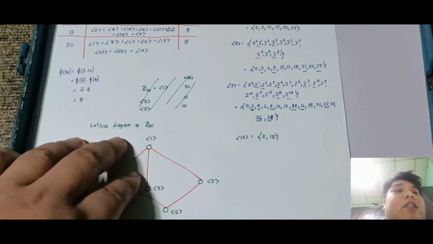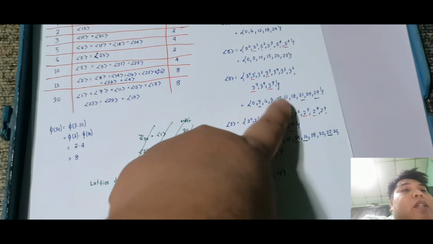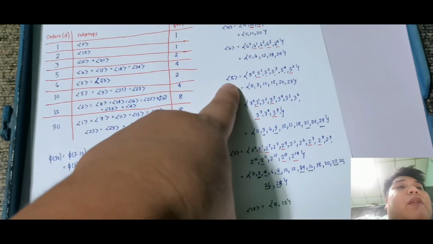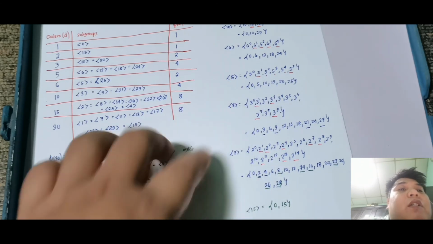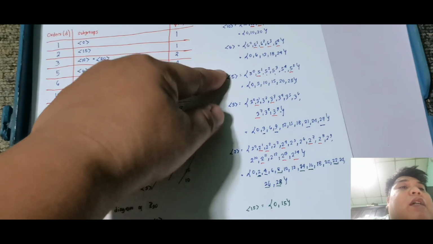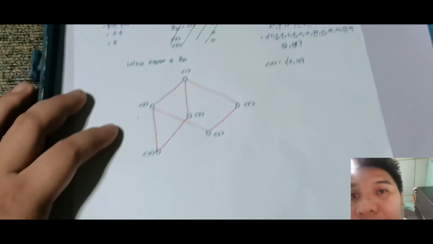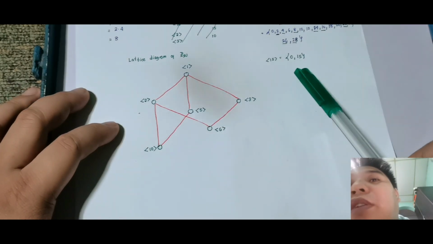So, saan ba siya under? Sa 0 and 15, under siya sa 3, kasi may 0, 15 dyan. Tapos dito rin, sa 5, under siya, 0, 15. Okay, so again, si subgroup generated by 15, under siya sa 5 saka sa 3. So, gagawa ulit tayo nun. Tapos, ilan order niya? 2. Tama, dalawa lang yung order niya.